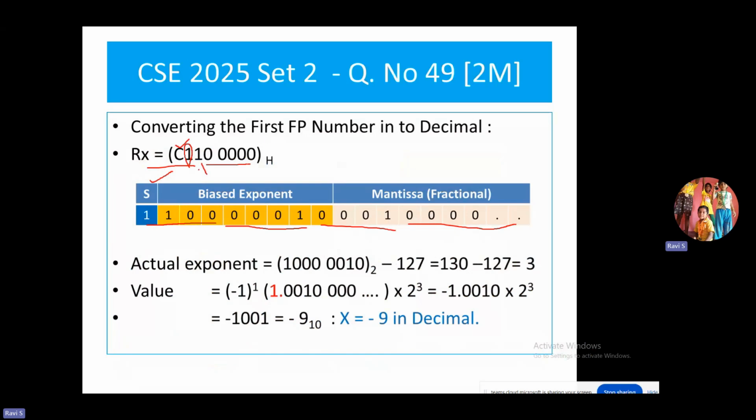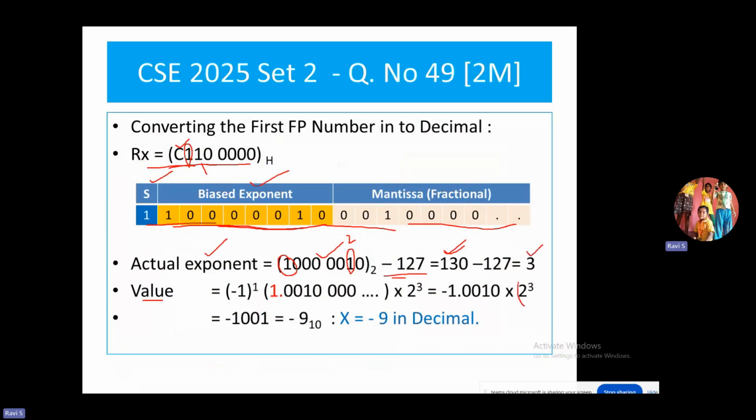Is the idea clear? We substitute this Rx value by expanding each digit into its 4-bit binary equivalent. Now let us try to find the value in terms of decimal. For that, first we calculate the value of the actual exponent. Here we see the biased exponent, and we must convert it into the actual exponent. For that, we convert this biased exponent from binary into decimal. This digit represents 128, and this particular position 2, so 128 plus 2 becomes 130. Subtracting 127, which is the bias value, you get 3.